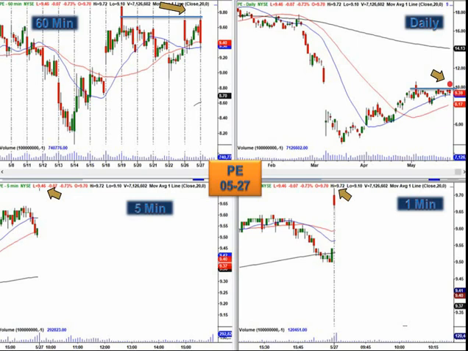This is PE. Again, here's the daily chart, and this is today. So here's how it looked whenever I captured the chart. It was probably before we closed. Yeah, it was definitely before we closed. Here is the hourly chart.